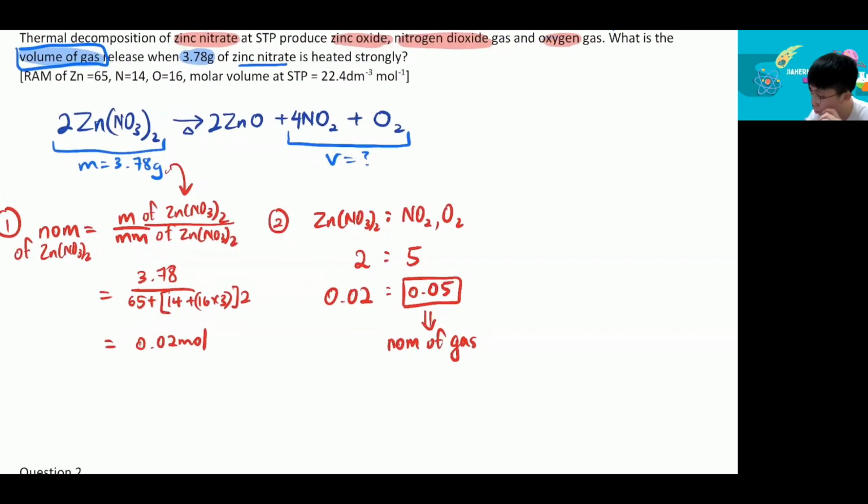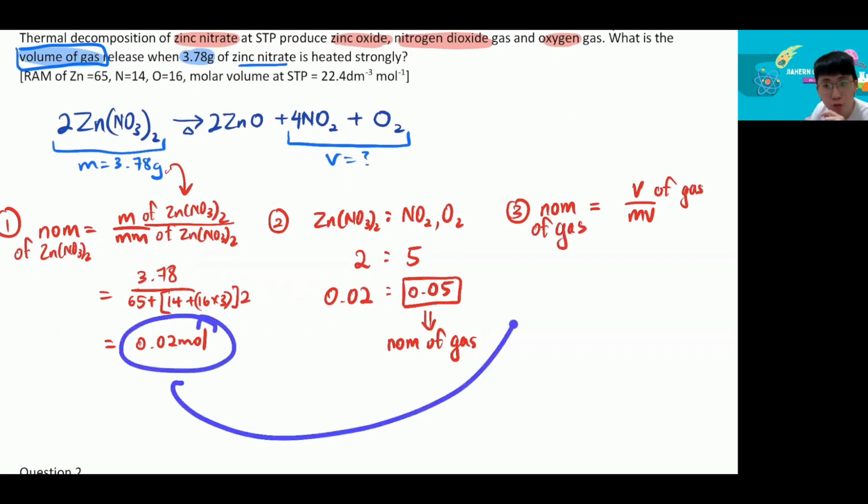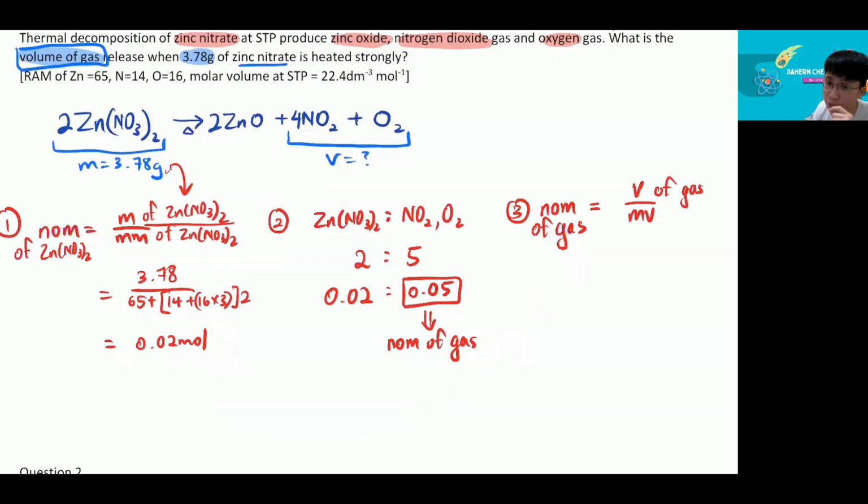So now in step 3, we have to find number of mole equals to volume over molar volume. Again, label carefully first. What I want to find is the volume of gas. Correct. Means I should use number of mole of gas. You get the point? So this is the reason why 0.02 cannot straight away come to here. Because this is number of mole of zinc nitrate and this is number of mole of gas. So I should have number of mole of gas from where? From after comparison. So it should be 0.05.